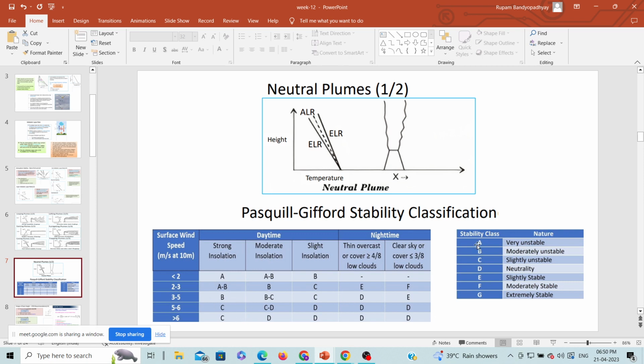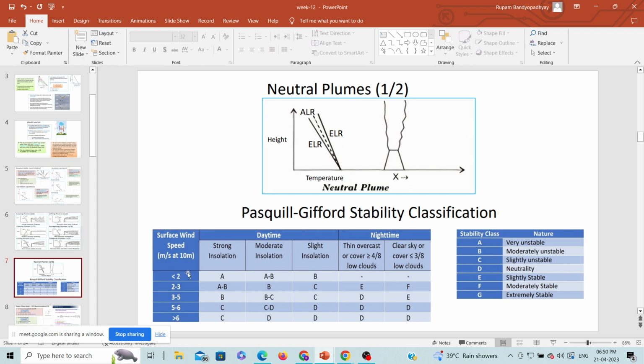And these stability classes are there, from A to G, and what their nature is. If the stability class is A, it is considered very unstable. If B, then moderately unstable. If C, then slightly unstable. So like this, different stability classes are there.